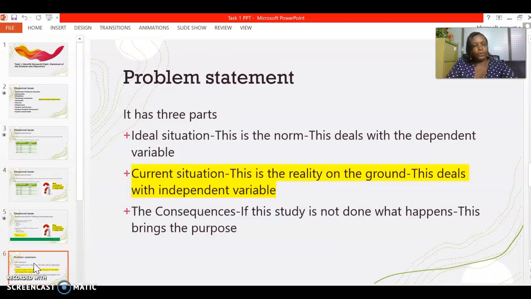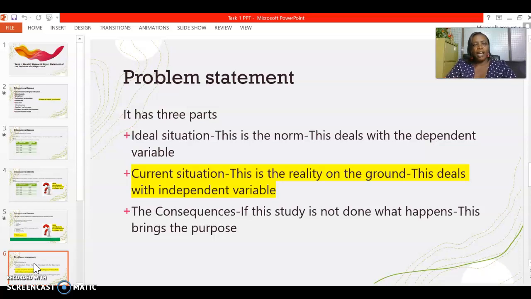So now that we have a topic, we now go to the second section of the task. That is asking you to state the problem. And the problem in this case is the issue that you're investigating. And a well-stated problem statement has 3 parts.